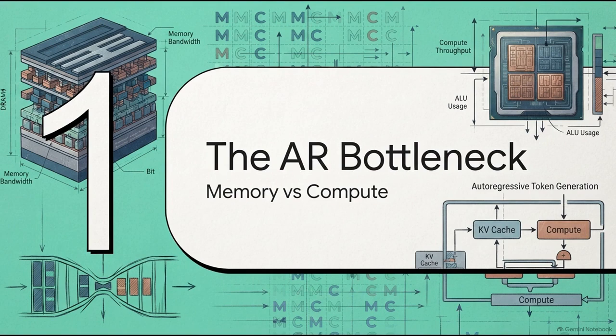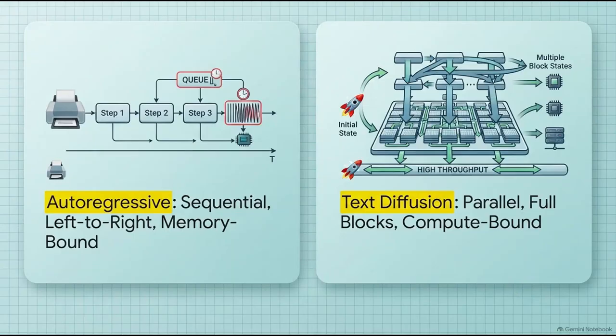The autoregressive memory bottleneck. To really understand why DiffusionGemma is such a game changer, we first have to understand the status quo, the problem that's basically plaguing modern large language models right now. Traditional autoregressive, or AR, models are fundamentally sequential. They generate text left to right, strictly one token at a time. It's literally like typing on a vintage typewriter. And because they have to constantly shuttle massive model weights into memory for every single word they generate, they are severely memory-bound. It's highly inefficient.